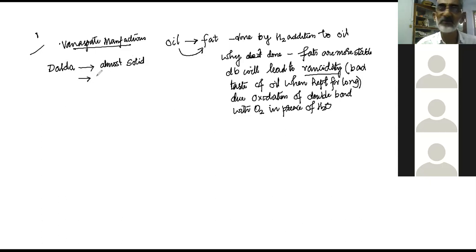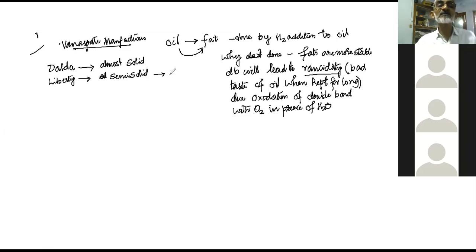Then you have some others in the market. What we generally see here is Liberty, some brand available locally. It is almost a liquid, not completely liquid, nearly liquid, semi-solid. So each company decides its own specification for the Vanaspati.